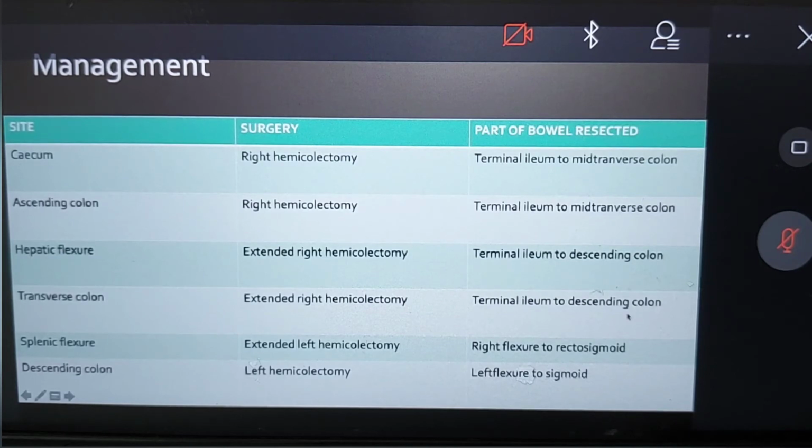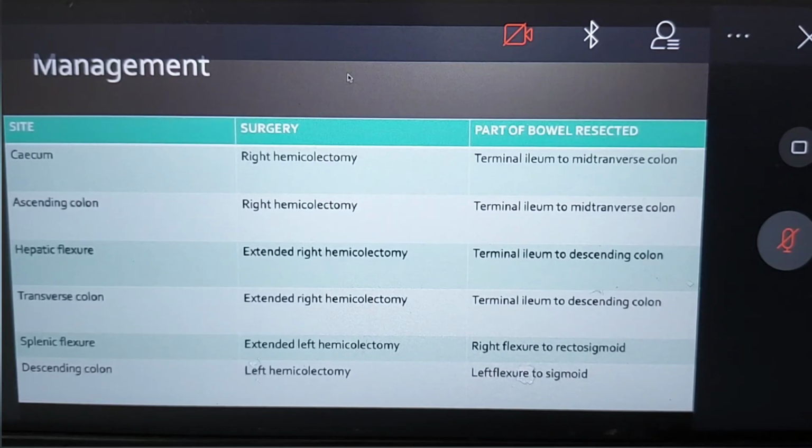So for the management, it depends on the site of the CA. If the cecum is involved, usually we do the right hemicolectomy. The part that we resect is usually terminal ileum to the mid transverse colon. Same thing for the ascending colon. For hepatic flexure involvement, usually we do the extended right hemicolectomy. So the part that we resect is usually terminal ileum to descending colon.